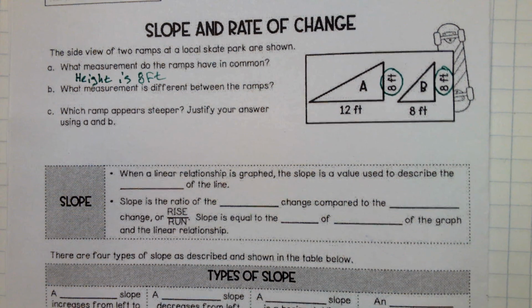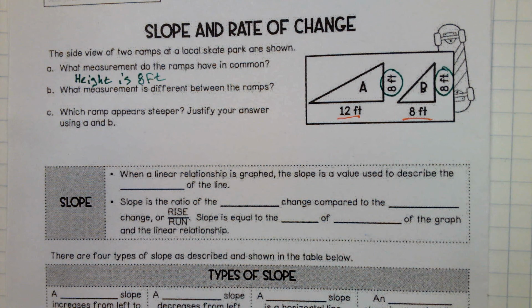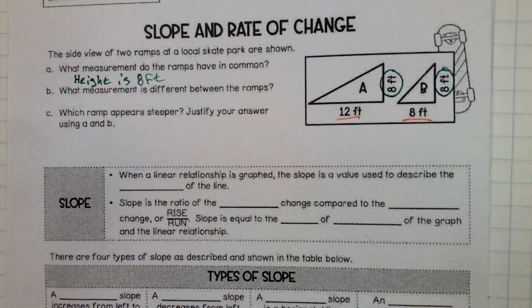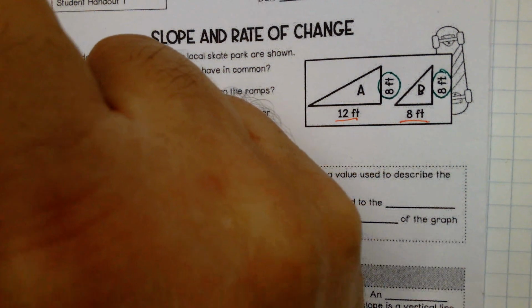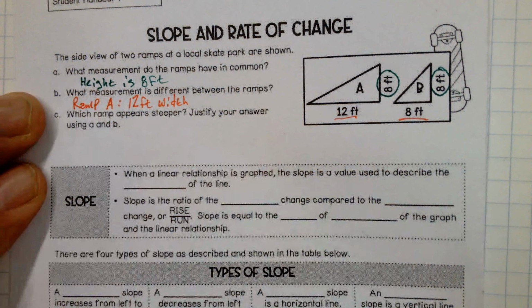So the difference is going to be here. Yeah, the horizontal distance. Yeah, width maybe. Yeah, let's go with width. What measurement is different between the two ramps? So ramp A is 12 feet long. Width is easier to spell and shorter. Ramp B, 8 feet.